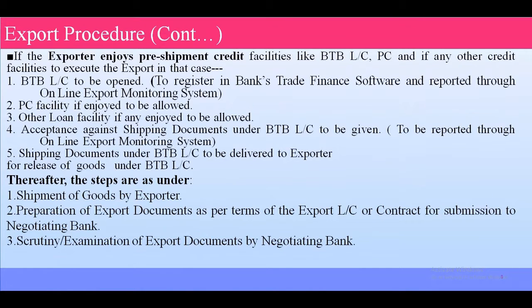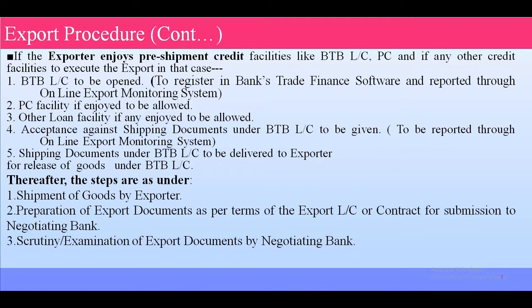If the exporter enjoys pre-shipment credit facilities like BTB letter of credit, PC, and if any other credit facilities to execute the export in that case: 1. BTB letter of credit to be opened. To register in bank's trade finance software and reported through online export monitoring system. 2. PC facility if enjoyed to be allowed. 3. Other loan facility if any enjoyed to be allowed. 4. Acceptance against shipping documents under BTB letter of credit to be given. To be reported through online export monitoring system.